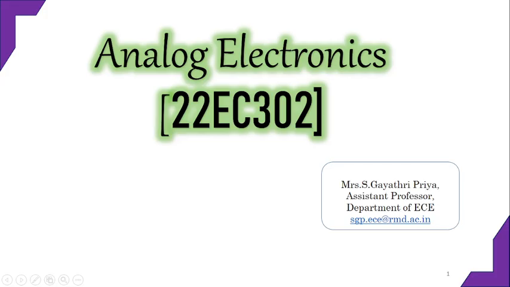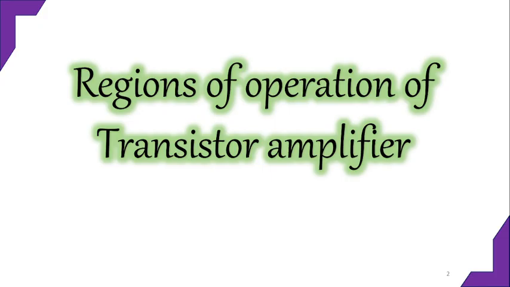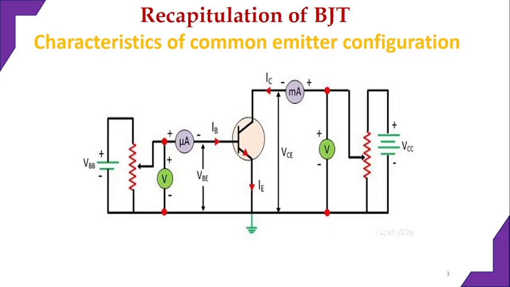In today's session of analog electronics, we are just going to discuss the regions of operation of a transistor amplifier. Before getting into this, let us see a common emitter configuration: how a transistor is operated under common emitter configuration.